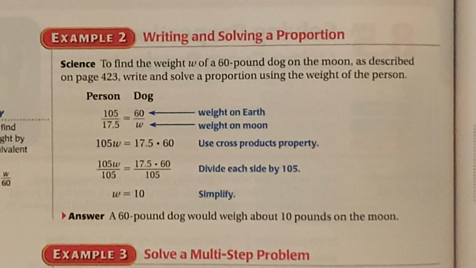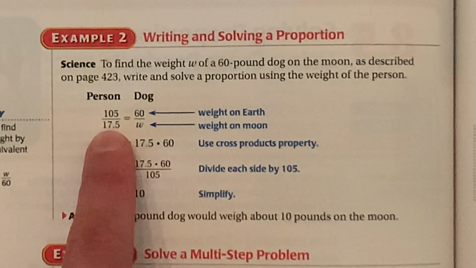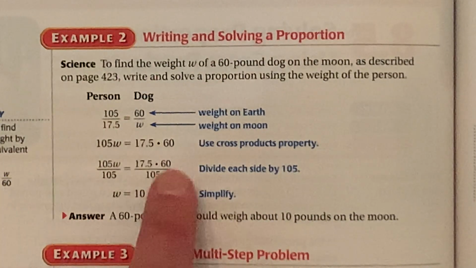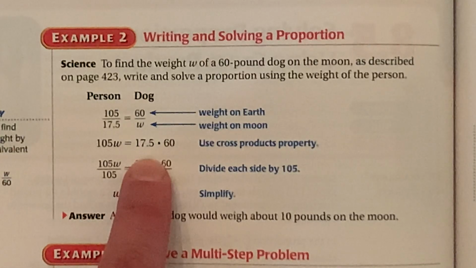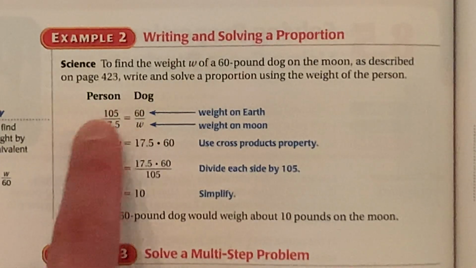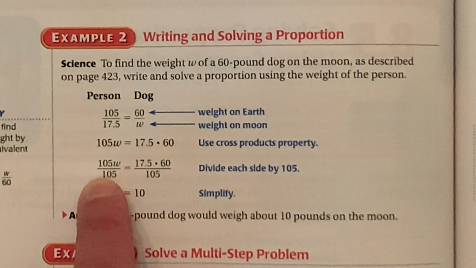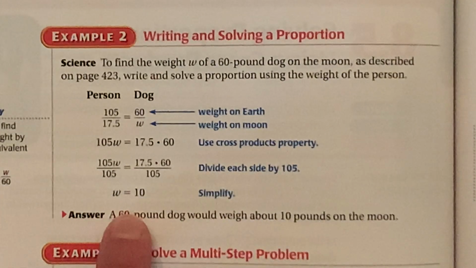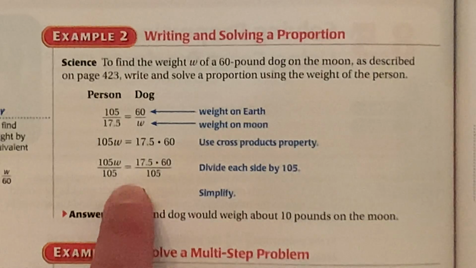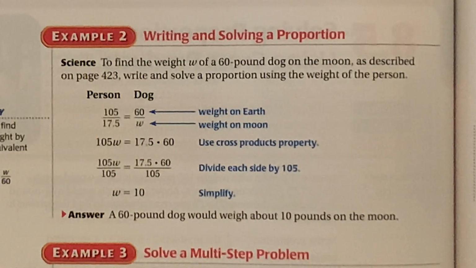Okay, so to solve it, first off, you use the cross products property. You multiply diagonally. 17.5 times 60 is 1,050, and then you'll have W times 105, which is 105W. You divide both sides by 105, and you're going to end up with 10. So a 60-pound dog would weigh about 10 pounds on the moon.